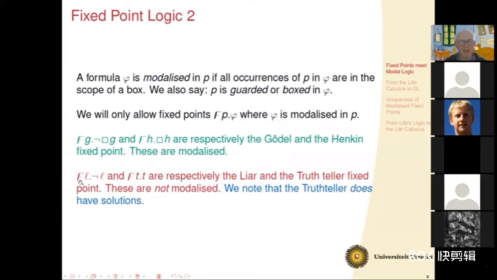So if we have the liar paradox, this naked negation here, it's an explosive thing. It's dangerous. As soon as you have the liar, then your language gets inconsistent. So we want safety, and so it's kind of like experiments. You can only do them in safe spaces with walls around them. And so we ask that the places where the fixed point variable occurs are all guarded or boxed. That's our restriction. And so the basic idea is we only have fixed points in the language for the modalized formulas.